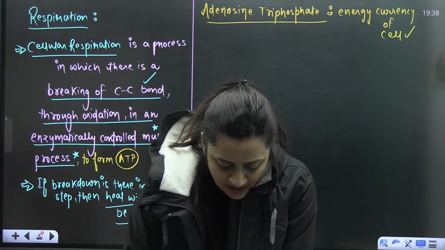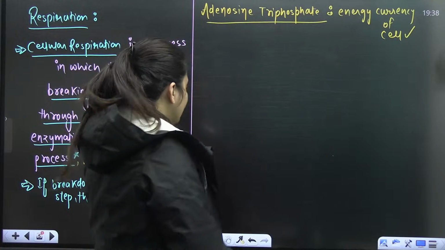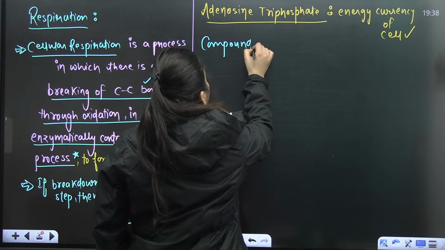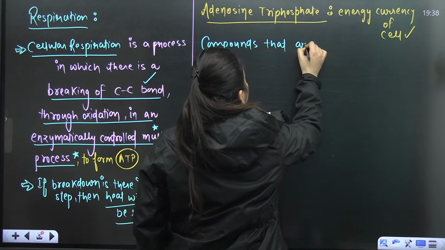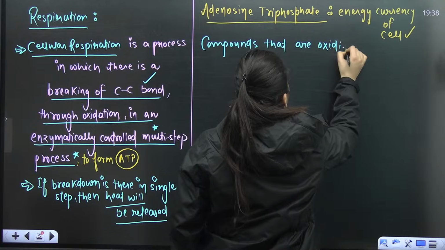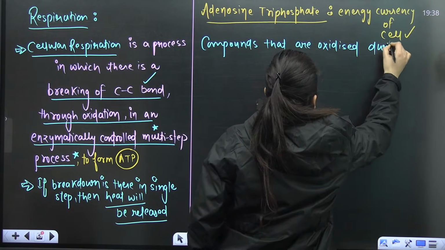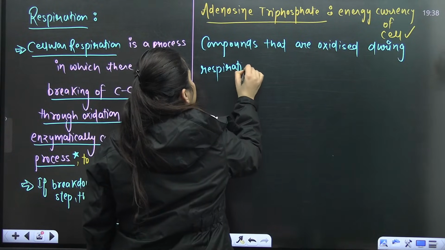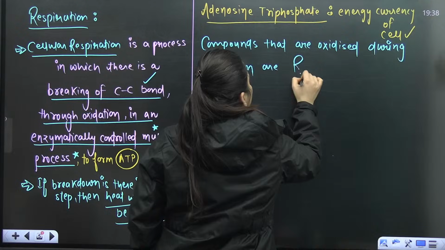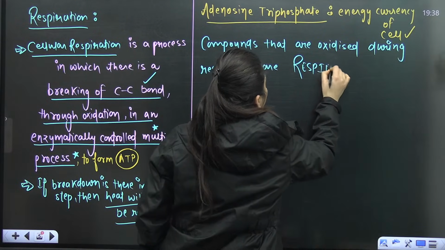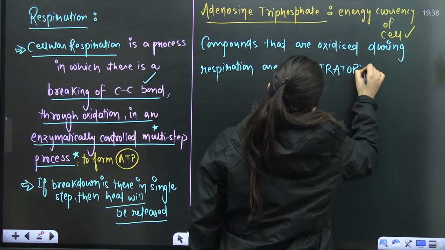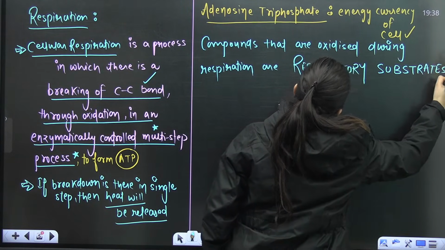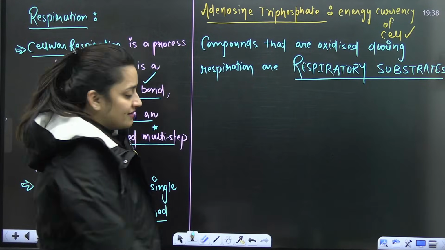So now what is the next step? The next step is the compounds that are oxidized during respiration. What do we call them? They are respiratory substrates. You are going to call them respiratory substrates. Am I clear? So these are the respiratory substrates.